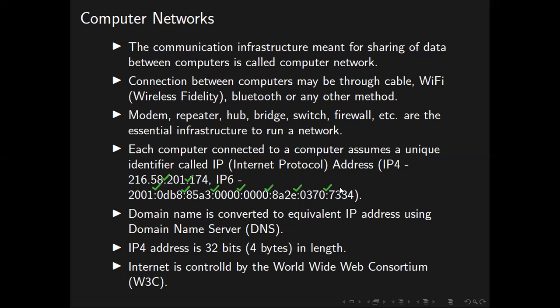Okay, IP version 4 has 32 bits. IPv4 addresses have 32 bits of data for storing the address. 32 bits means 4 bytes, because each byte is 8 bits long. Sorry, 4 bytes.